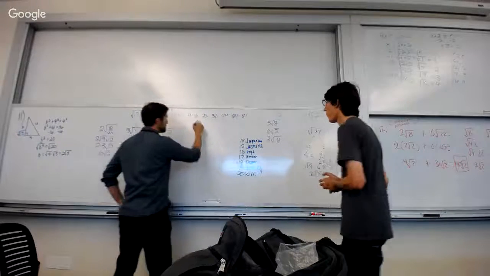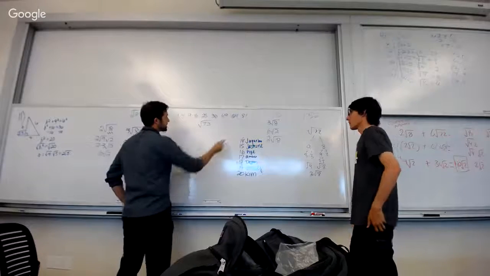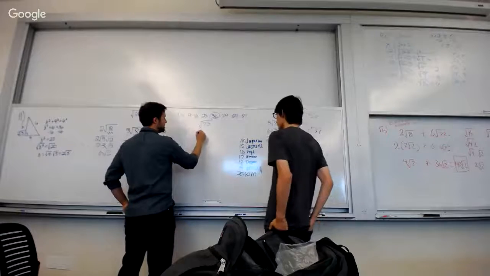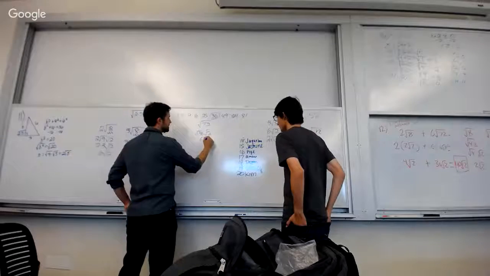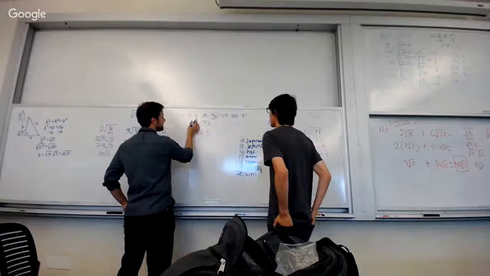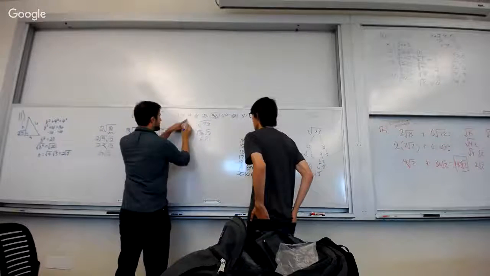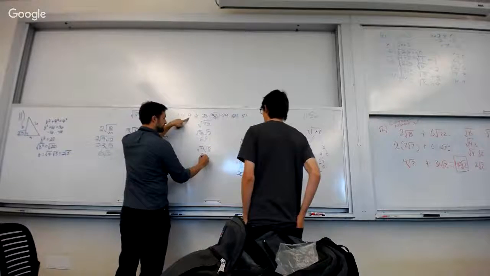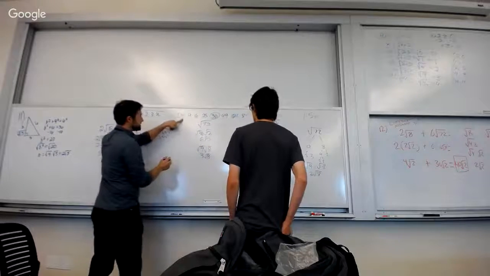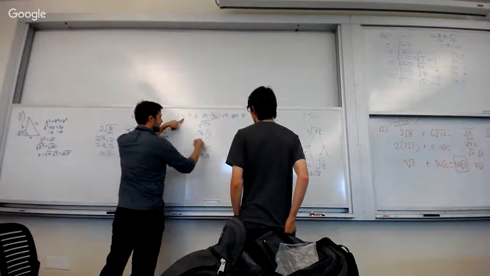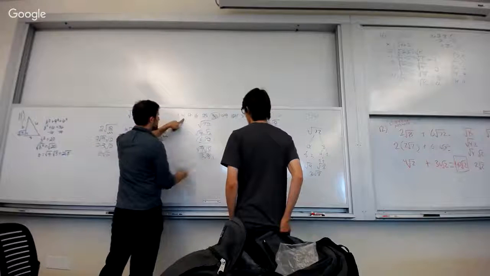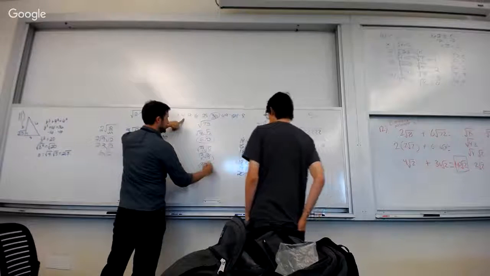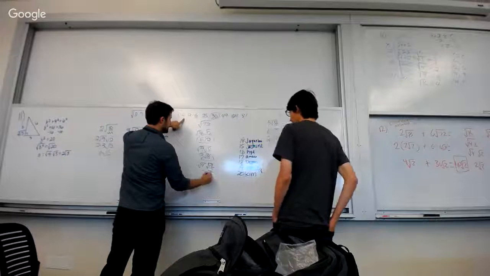Okay, and we want to simplify root 72. So what square number goes into 72? Yeah, 36 does. So then we would call that root 36 root 2, which is 6 root 2. What other square number goes into 72? 9. So now I call that root 9 root 8, which is 3 root 8. What other square number goes into 72? So now I have root 4 times 18, which is 2 root 18.